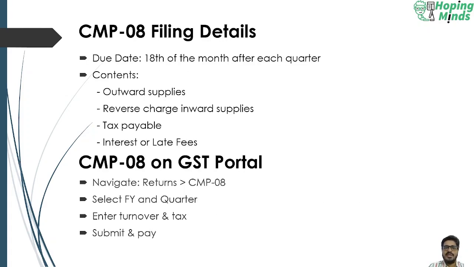So next is CMP-08 filing details. The due date of CMP-08 is the 18th of the month succeeding the quarter. For example, if the quarter ends on 30th June, then the due date will be 18th of July. Then what are the contents that are required to be filled up by the composition dealers in CMP-08? Outward supplies, reverse charge inward supplies, tax payable, interest or late fee.